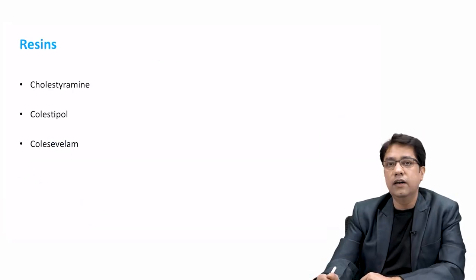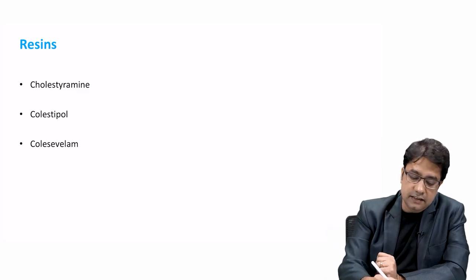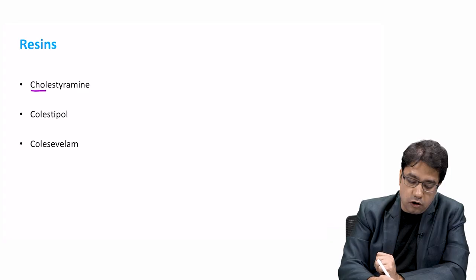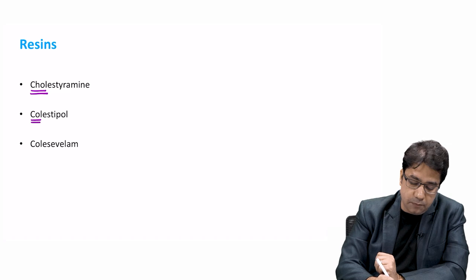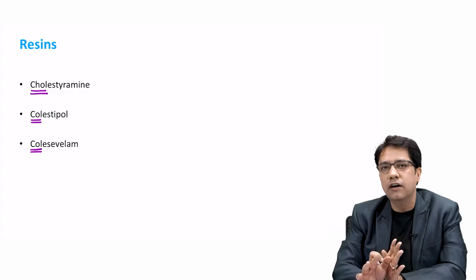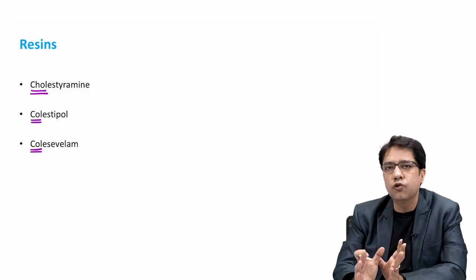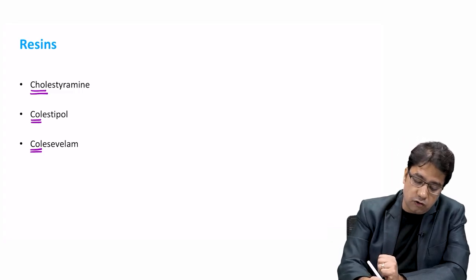So let's see what are the drugs we have in resins. In resins, the drugs start with the word chol: cholestyramine, colestipol and colesevelam. So you can easily remember, the chol word will come, that means they reduce cholesterol or blood LDL level. Now the first two drugs, cholestyramine and colestipol, sir, why are they known as resins?